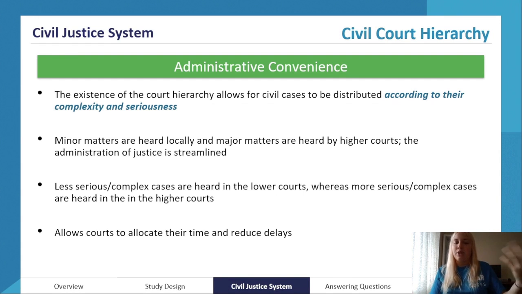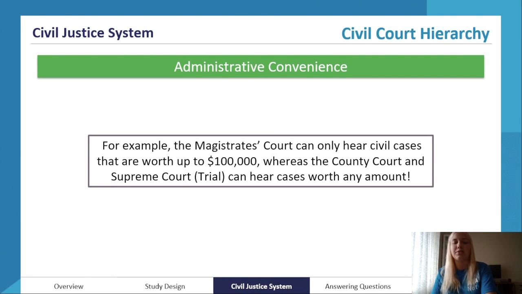Minor matters heard in magistrates' court, and it's a high volume, but it goes in a very short time because they need fewer resources, versus more complex cases have to go to the higher courts. So give that example when you define it. We said it helps to reduce delays. As an example you might put in a response to a question: the magistrate's court can only hear civil cases that are worth up to $100,000, whereas the County Court and Supreme Court Trial Division can hear cases worth any amount.